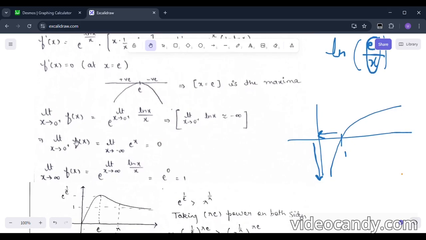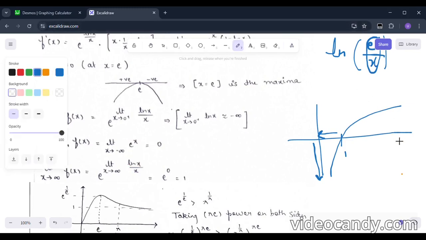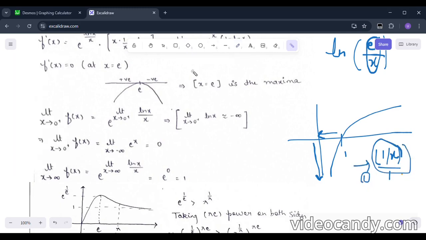Now for x tending towards infinity, this ln x by x, see this ln x is also approaching infinity, and x is also approaching infinity. So in this case we'll be using the L'Hopital rule, which says that the derivative of the numerator function upon the derivative of the denominator function. So now if we apply the limit, so for x approaching towards infinity, 1 by x will be approaching towards 0. So you can see this entire fraction will be approaching towards 0. So e raised to power 0, which is 1.